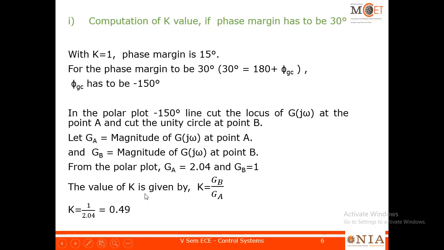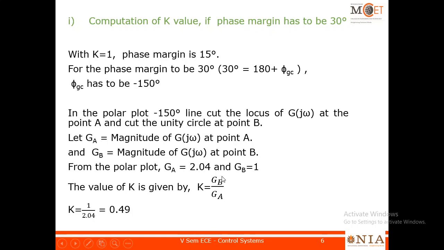And the second subdivision is you have to find the value of K for the phase margin to be 30 degrees. Phase margin is equal to 180 degrees plus phi GC. The required phase margin is 30 degrees. Please substitute the required phase margin and find the required phi GC. Phi GC is minus 150 degrees. So first note down this phi GC is equal to minus 150 degrees. When phi GC is equal to minus 150 degrees, you will get the phase margin to be 30 degrees. Here also there is a small variation in the K formula. K is equal to GB by GA.